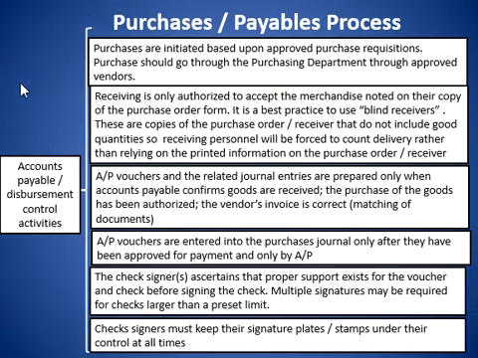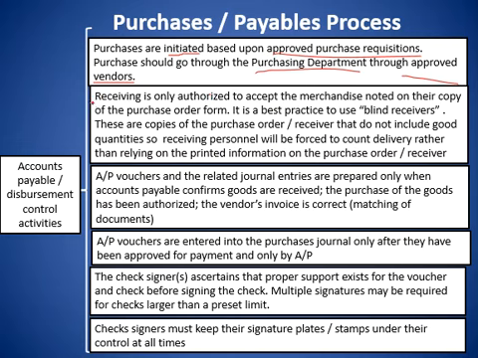Now again, other major control points under the purchase payables process. Okay, purchases are initiated based upon approved purchase requisitions. Purchases should be routed through the purchasing department through approved vendors. In other words, people shouldn't be able to select their own vendors. People should rely upon the purchasing department to purchase the right products from the right vendors at the right prices.